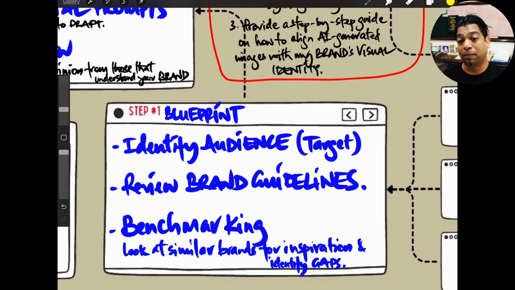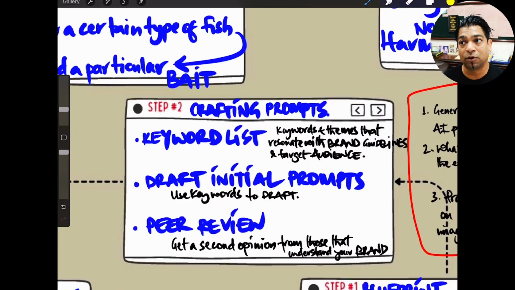And then you're looking for some benchmarking ideas. So look at similar brands for inspiration. What are they doing? And identify some gaps that you can plug in with the images you're trying to create. So look at what's out there, look at what's being done, and try to then use artificial intelligence at speed to be able to bolster your brand with some really cool images. Step number 2 is crafting the prompts.